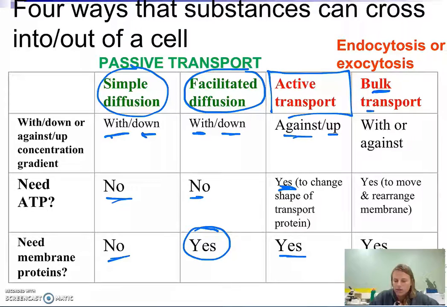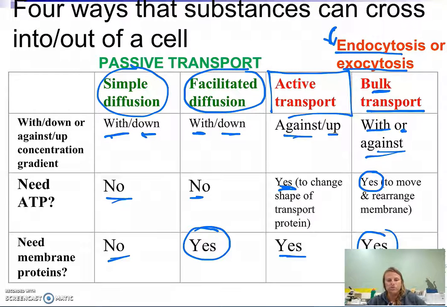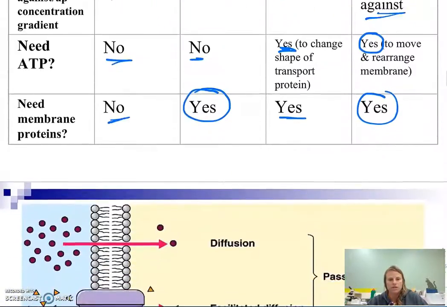Bulk transport is the last type of transport that we'll talk about. Endocytosis and exocytosis are both types of bulk transport, and actually there are different types of endocytosis that we'll discuss in greater detail later. But nonetheless, bulk transport, you're going with or against the concentration gradient. So it does require ATP and it does require the use of membrane proteins.